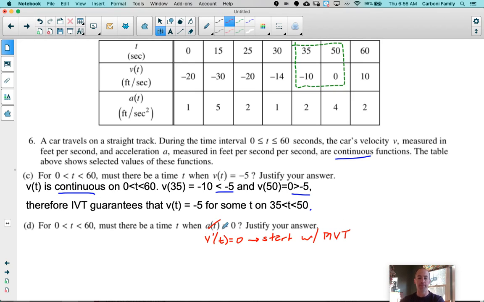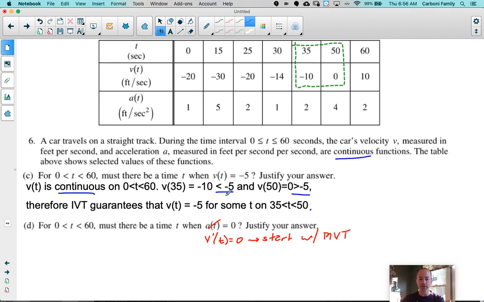And to use the mean value theorem, your function needs to be differentiable and continuous. This is where I don't like this problem because they tell you the function's continuous. They never say explicitly that velocity is differentiable. However, the only way we can answer this is to make that assumption. And so we're going to use Rolle's theorem.